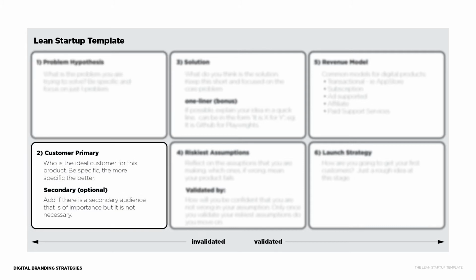Next, we identify the primary customer. Who is the ideal customer that has the problem you identified in your hypothesis? Once again, being as focused as possible is important here. You might also have a secondary customer, but that is optional.